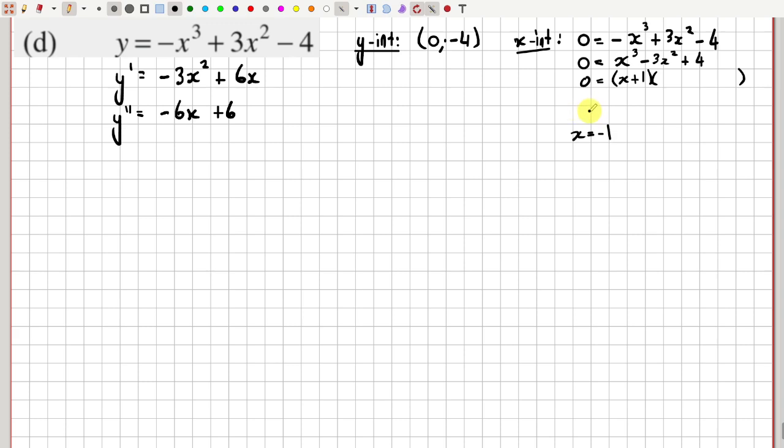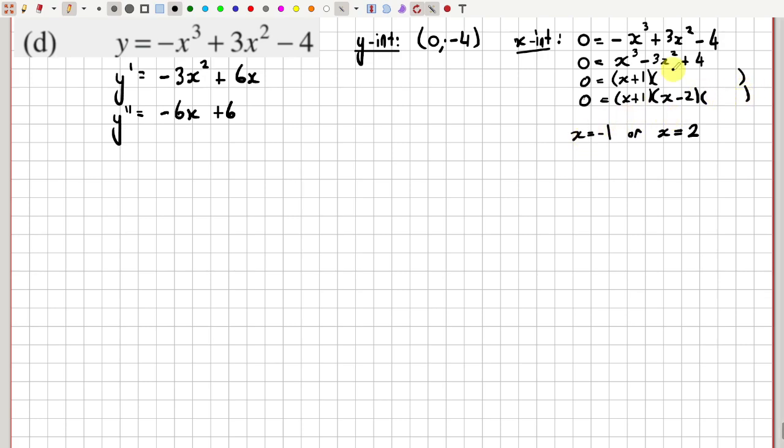Right, and now for the next one, we try some more values. Well, we tried 1 and -1, so let's go to 2. We try 2. So 2 to the power of 3 is 8, minus 3 times 4, that's going to be 8 minus 12. So that's -4, plus 4. We see x equal to 2 is also a solution, which means our factor should look something like that.